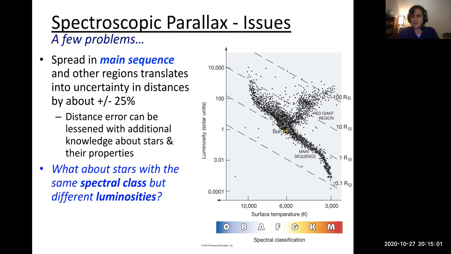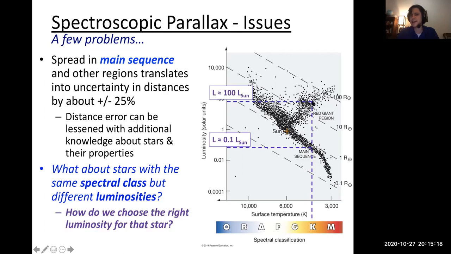K0 stars? We could go ahead and do our best measurement here, reading a main sequence K0 star. Say we get 0.1 times the luminosity of the sun. But these are K0 stars up here as well, but they're also red giants that have, say, 100 times the luminosity of the sun. That's a factor of 1,000 difference in luminosity. Which one am I supposed to use whenever I use the spectroscopic parallax? I'm going to get vastly different answers.